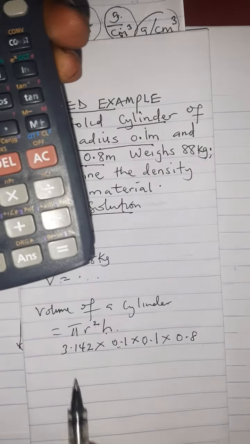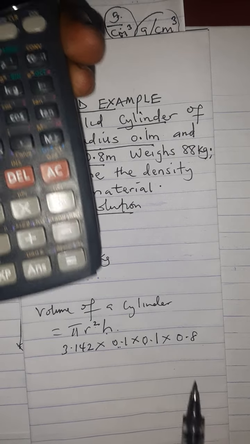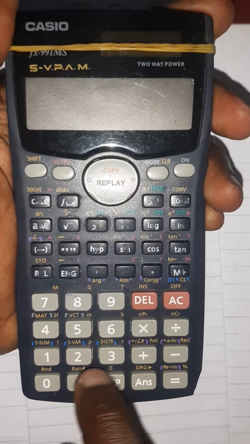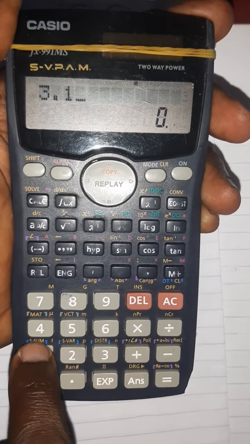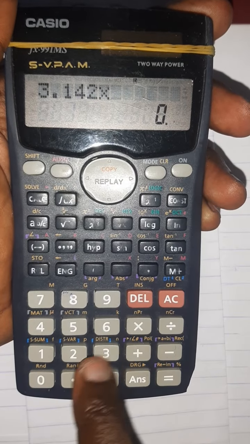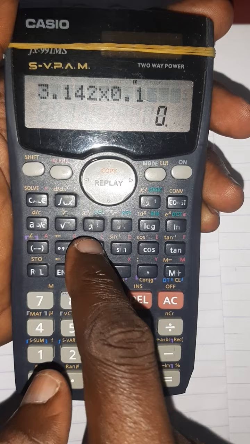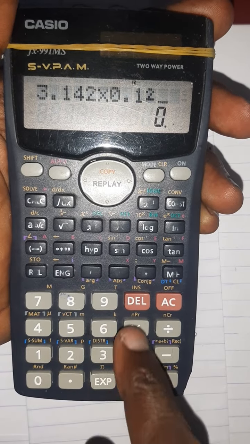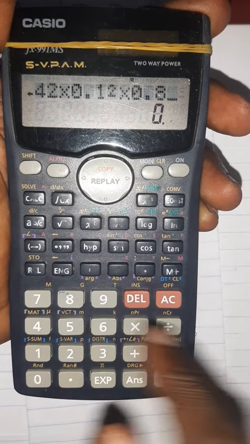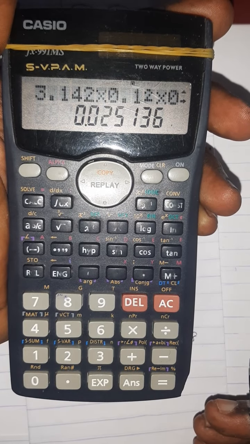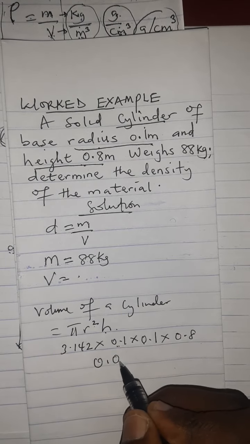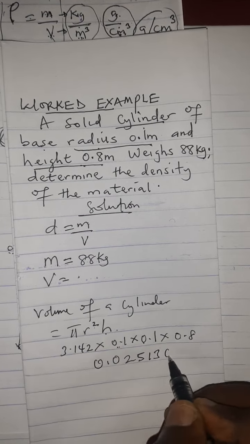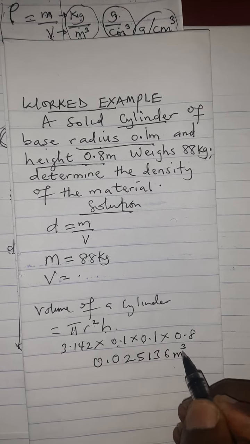So using the calculator, I have 3.142 times 0.1 times 0.1 times 0.8. Okay, so I have 3.142 times 0.1 squared, let's not waste time, then times 0.8. So that will give us 0.025136. So that's 0.025136 meter cube. And take note of the units.